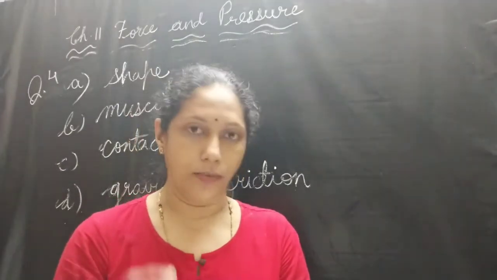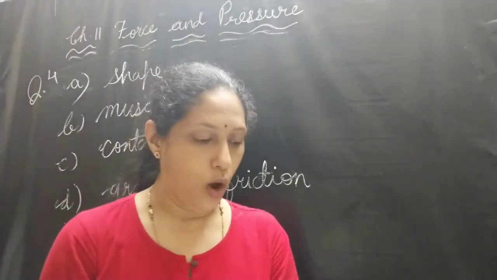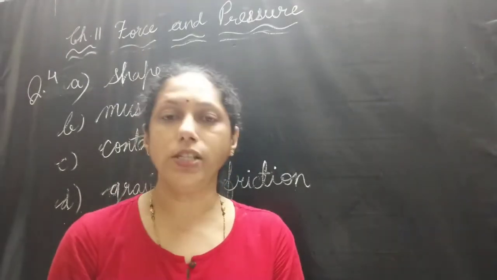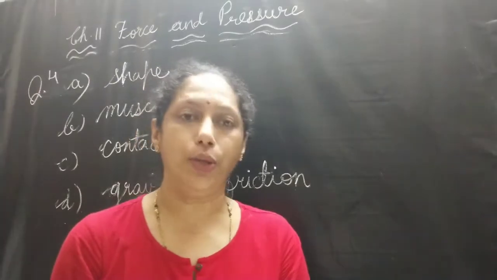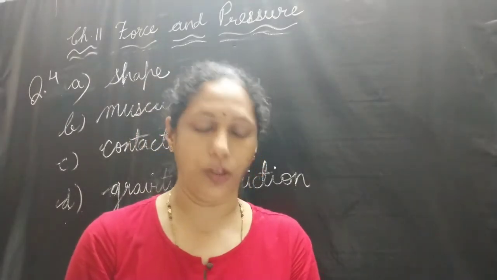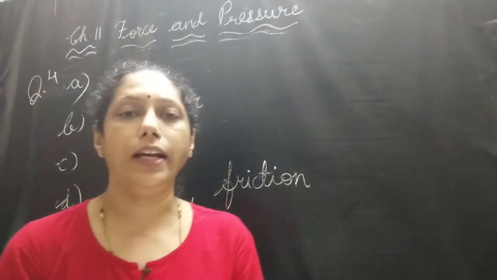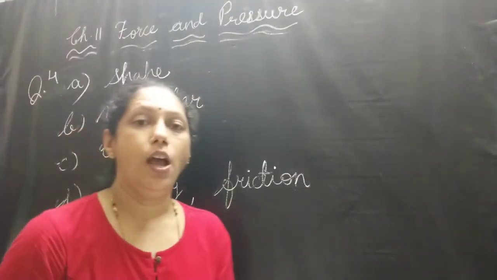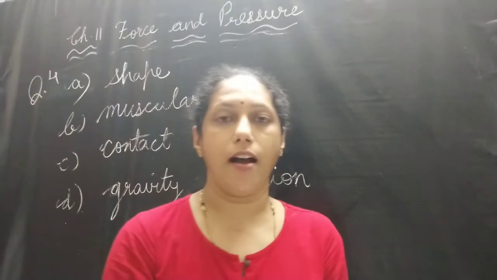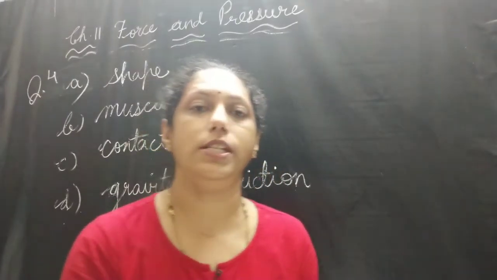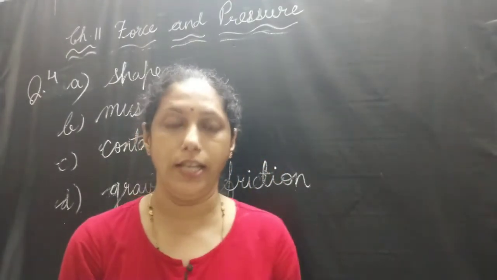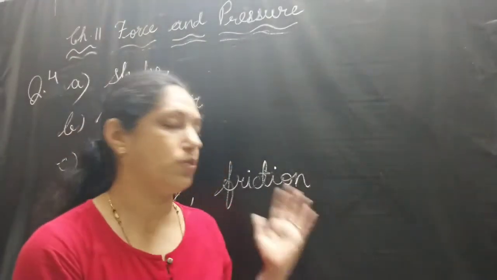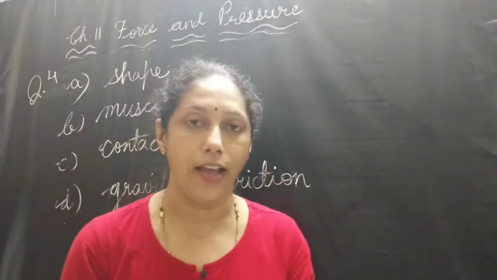The next and the last statement is, while the arrow moves towards its target, the forces acting on it are due to dash and that due to the dash of air. The correct answers are gravity and friction. When the arrow is going to its target, at that time two forces are acting on it. One is the gravitational force and another is the frictional force which is caused by the air.